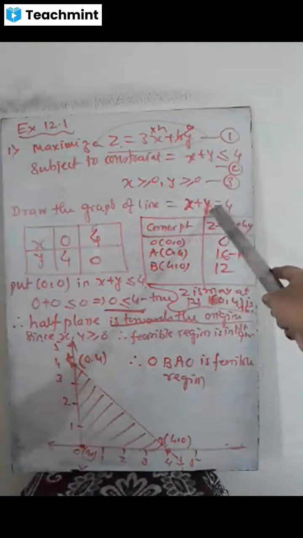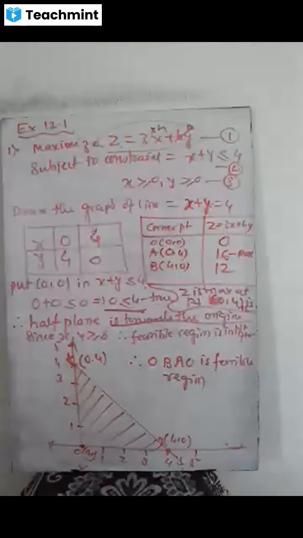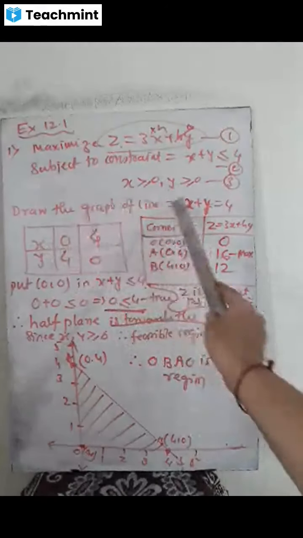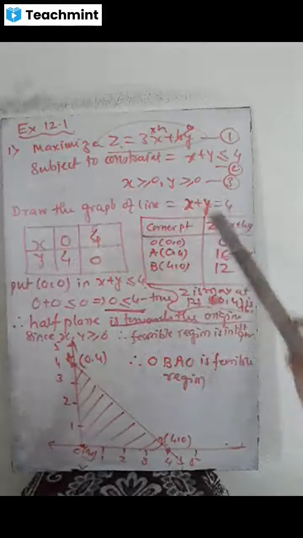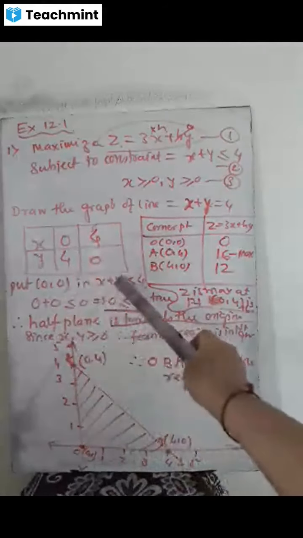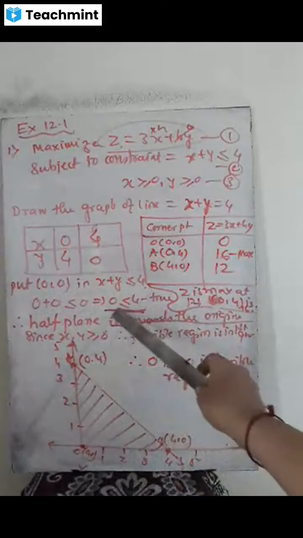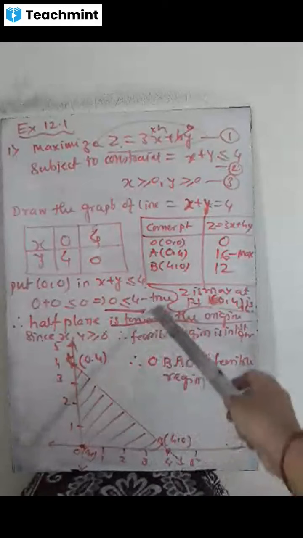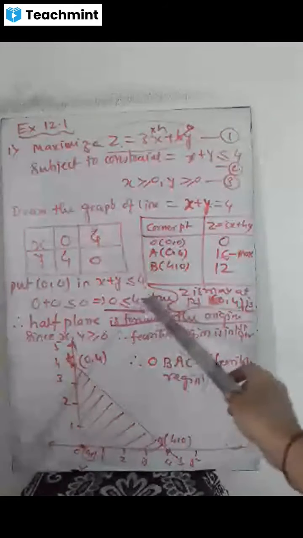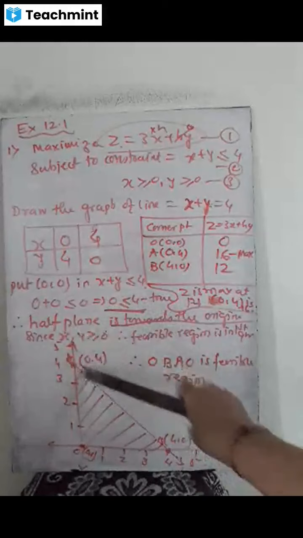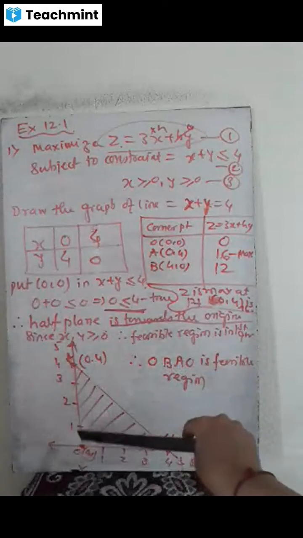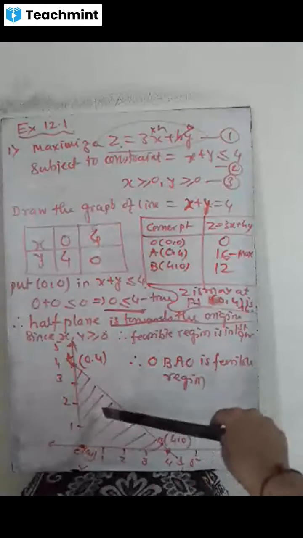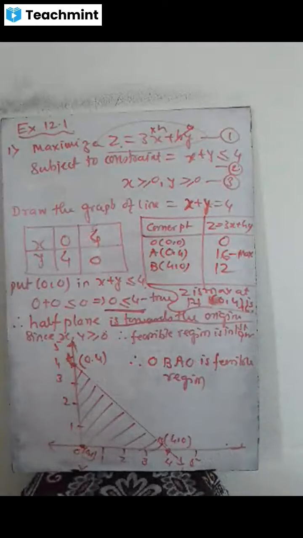After getting this equation, we will find the points. Putting x equal to 0, we get y as 4. Putting y equal to 0, we get x as 4. Now if you put 0, 0 in the given constraint, you will come to know that 0 is less than or equal to 4, which is a true statement. When this condition is satisfied, the half plane we draw is towards the origin. And if it were away from the origin, it would go outside the given line. Now this is a line, and the region will come towards the origin.